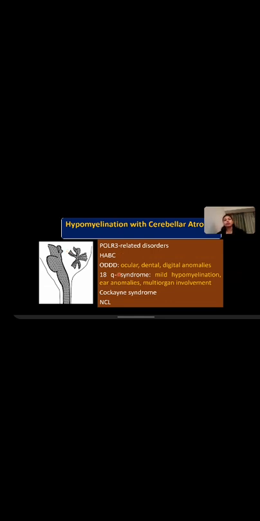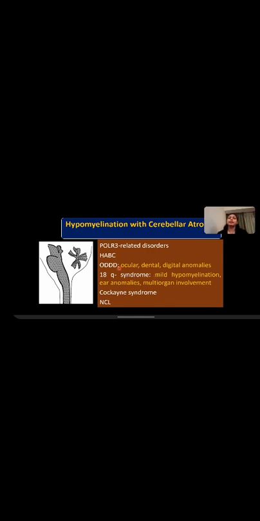We can have certain other disorders as well, where cerebellar atrophy is a predominant feature along with hypomyelination. One of them is 18q deletion syndrome. So in this, we see mild hypomyelination, but we see multi-organ anomalies, and we can also see inner ear anomalies in these patients.